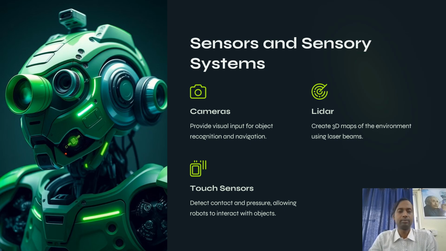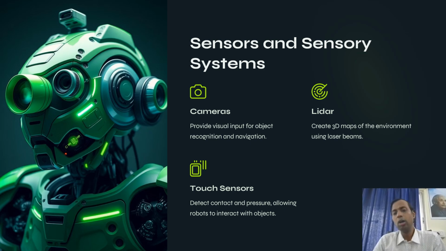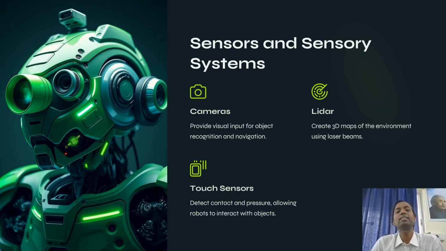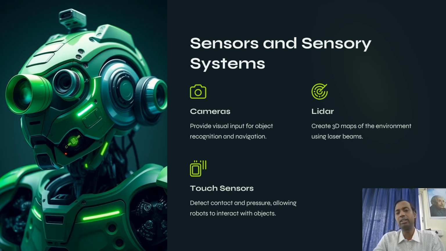Sensors and sensory system: with the help of cameras, with the help of lidar, with the help of touch sensors, we can sense something and provide the information to the controller. Cameras provide visual input for object recognition and navigation. What is lidar? It creates a 3D map of the environment using laser beams. Touch sensors detect direct contact and pressure, allowing robots to interact with objects. So this is the part of sensors.